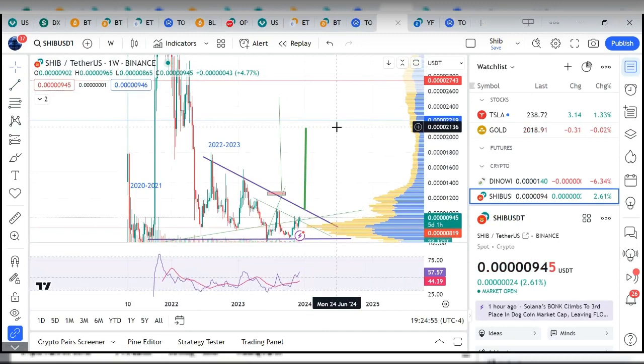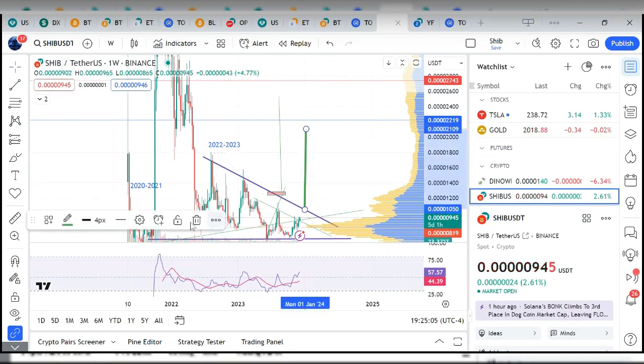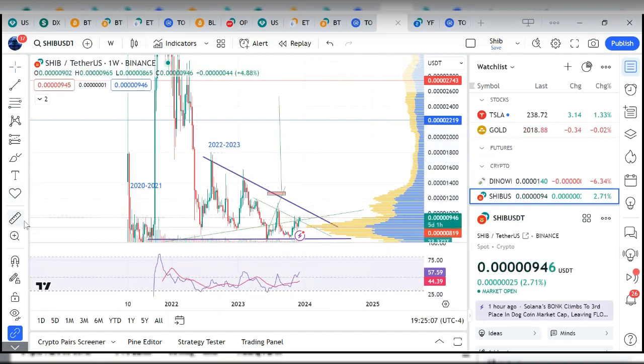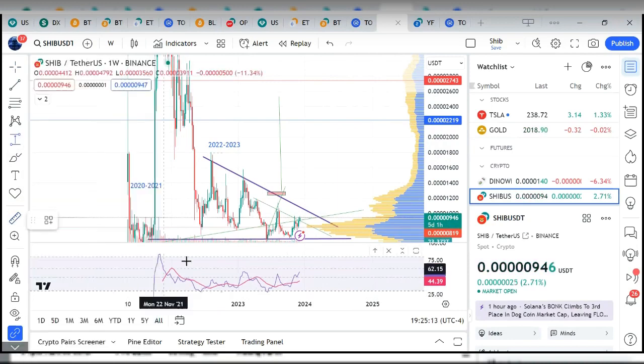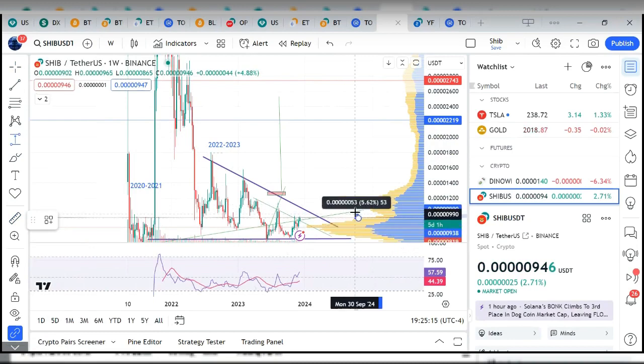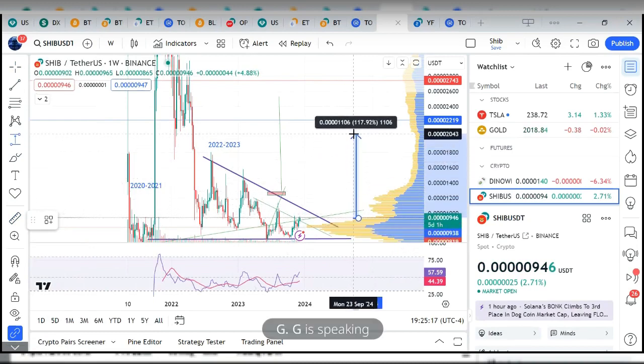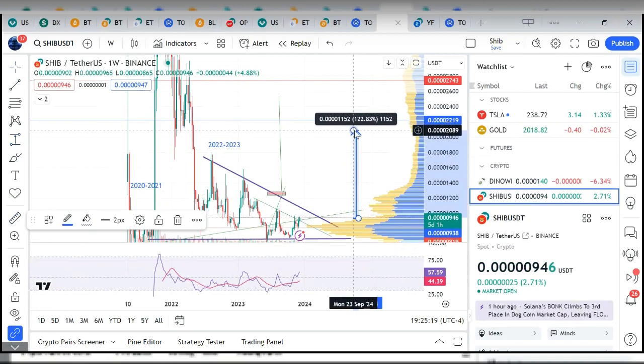And if you notice here, right now the price is at 945, 946, and if this pattern actually closed, we could break out and go to 2,136, right? So if I measure 2,136, you could see the kind of gains you could actually end up with, right? That is 122%.